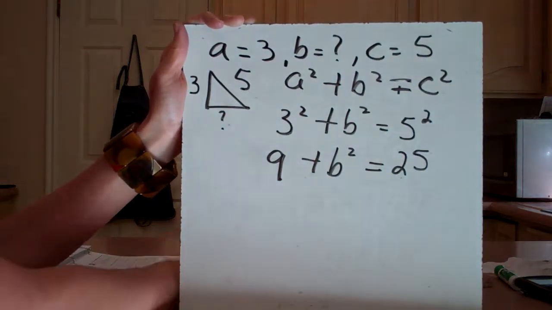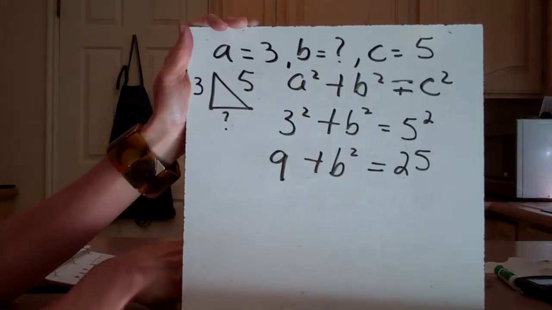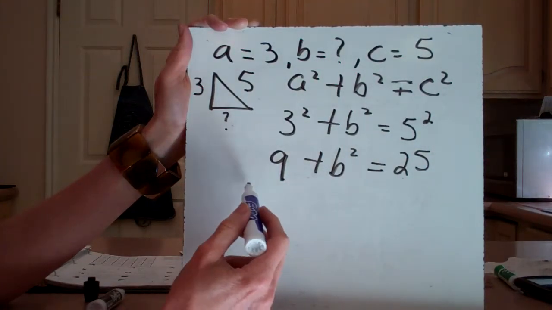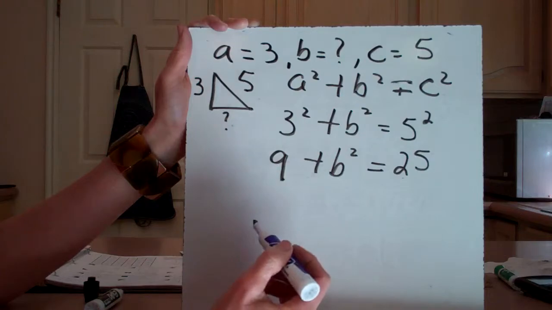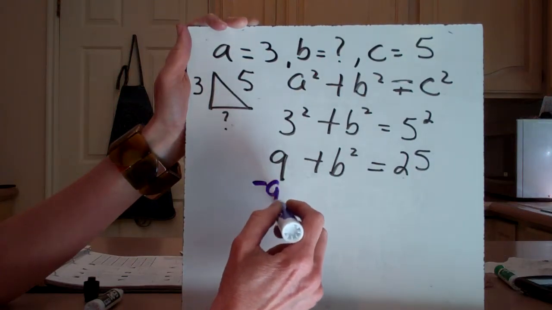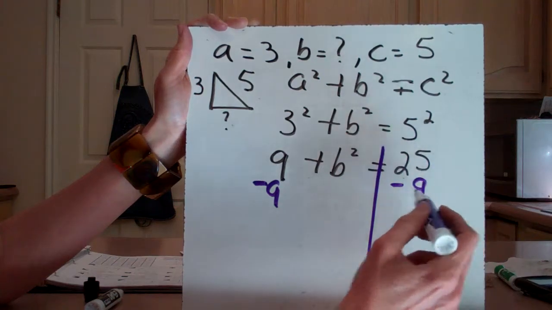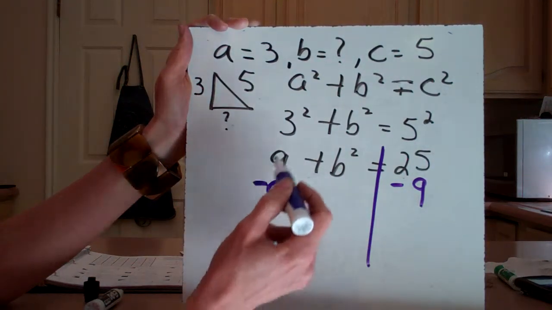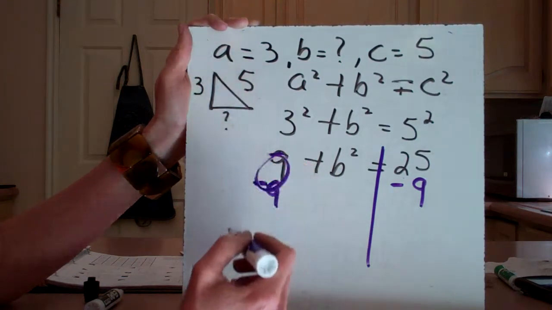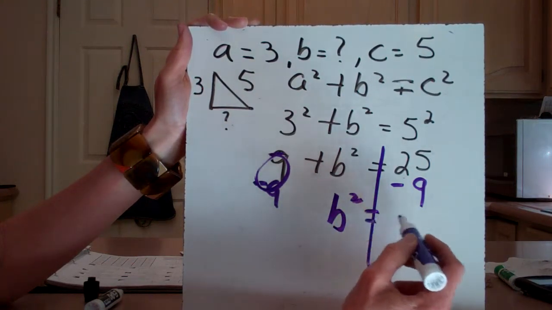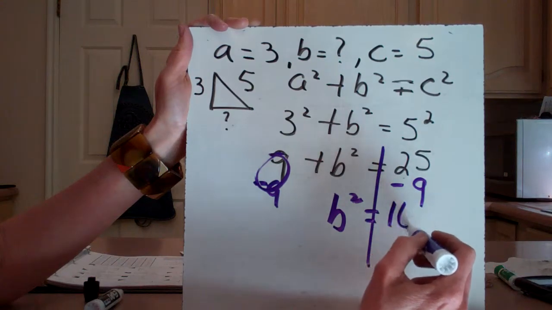And we need to get the B squared by itself. So remember, this step is an extra step. We need to get this 9 gone and out of here so we have B squared by itself. Let's subtract 9. Whatever you do to one side of the equal sign, you must do to the other to keep your equation balanced. 9 take away 9 is 0. That's canceled. We now have B squared equals 25 subtract 9, which is 16.